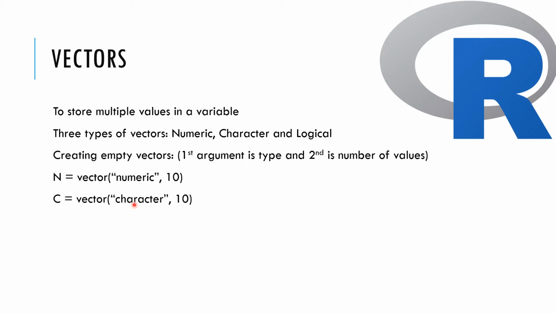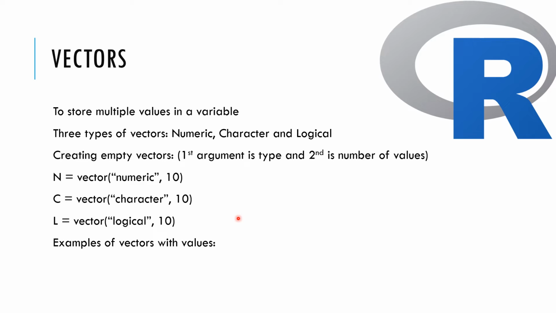The second example is again character, or strings, what you call a string. So if you want to store a set of strings or characters in a vector, you can define this empty vector. The first argument will be character in quotes and the second argument is again how many elements you want to store in this. Same goes with the logical vector as well.